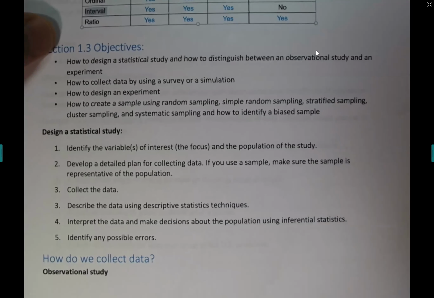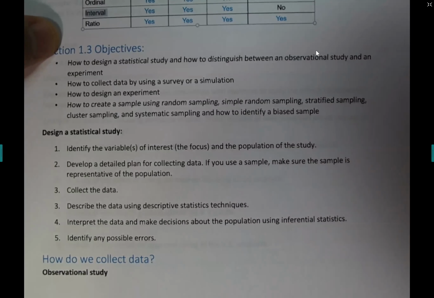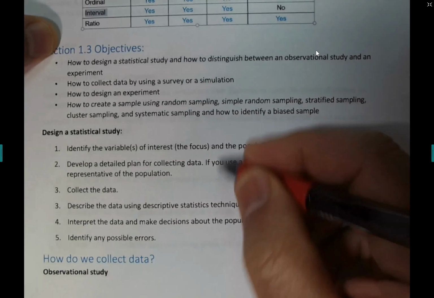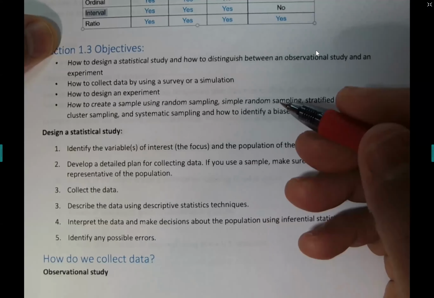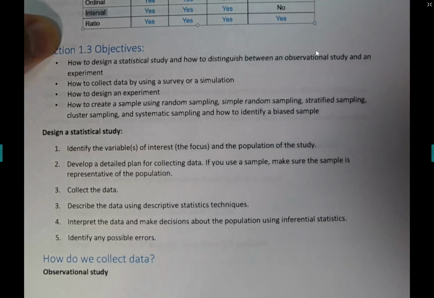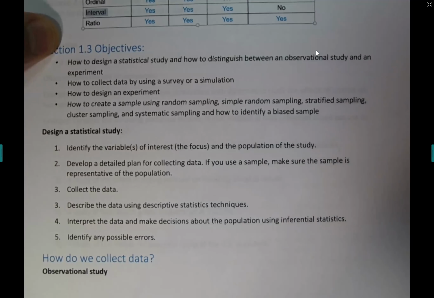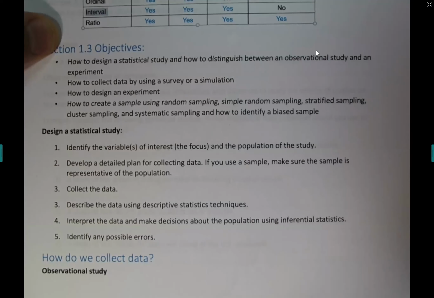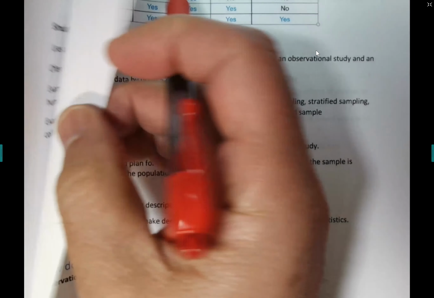How do we collect data? So this, guys, I won't assess you on this, because we will not be going and collecting actual data. But how to collect data, the methods of collecting data, you need to be aware of it. And we're going to begin with observational study. So let me tell you what observational study is.